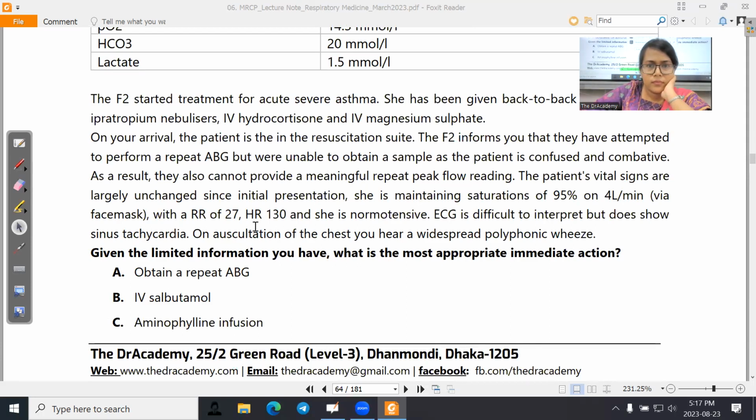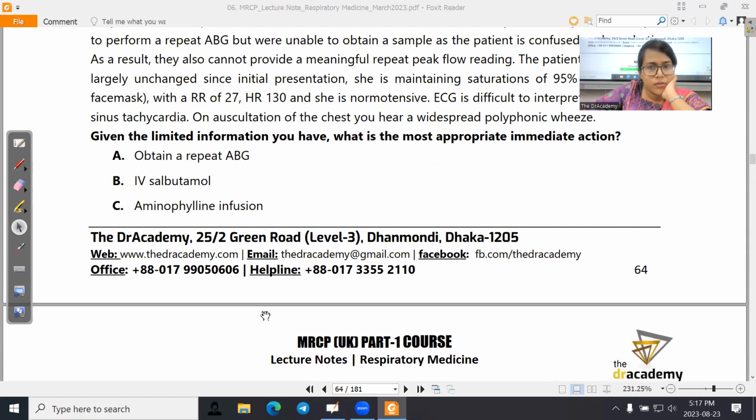I think it's a C. C is aminophylline infusion. Do you think this is the correct answer? I think, but I'm not sure. Okay, no problem. So actually, when I was talking about the management of life-threatening or brittle asthma, I have already mentioned, like if the patient is on IV magnesium, the next line of treatment should be IV salbutamol. There is usually no role of aminophylline, okay? And if the patient is still not responsive, then you can consider transferring the patient to the ITU and considering for mechanical intubation. Okay.